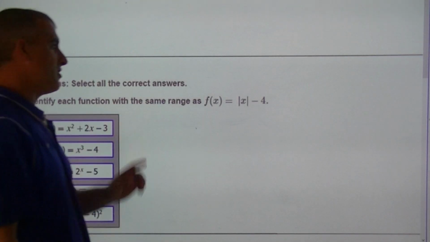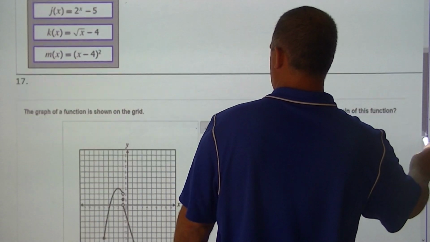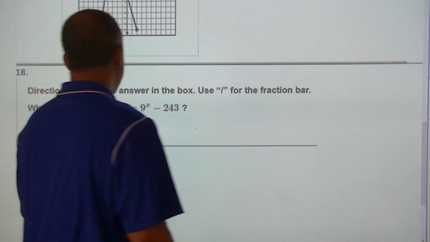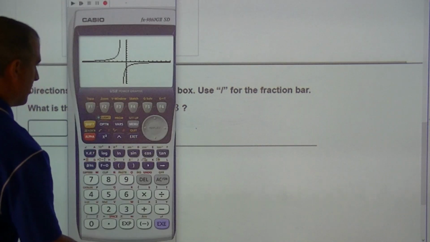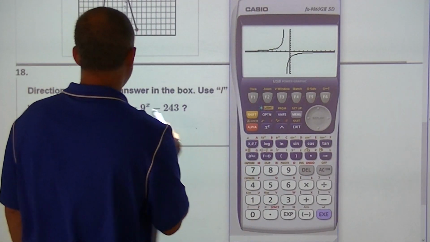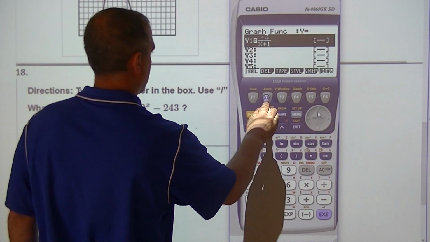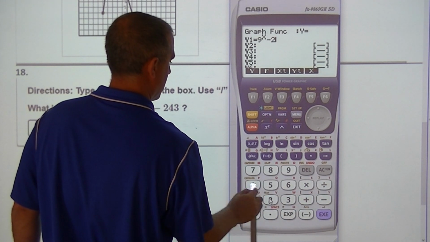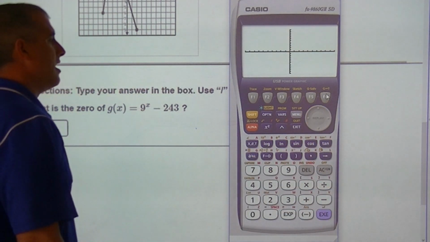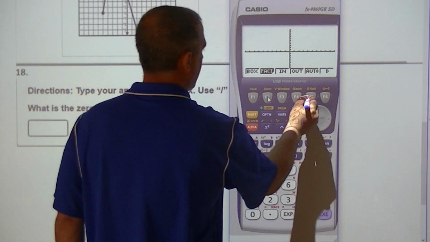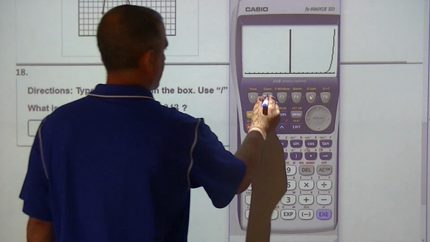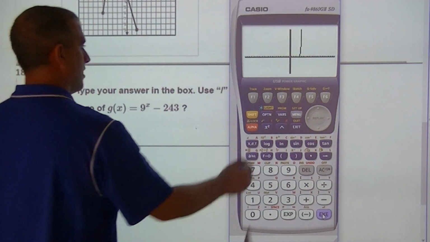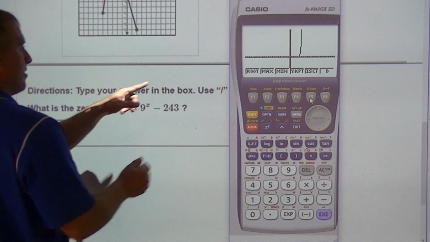All right, 15, this one's tough. I have to do a bunch of stuff there. I'm going to skip that. I'm going to skip this one, because I got to label some stuff. This one's actually pretty easy. When it asks for a 0, if you don't see anything, sometimes zoom auto will get that done, and then zoom out, execute. G-solve, the word that matches with 0 is root.